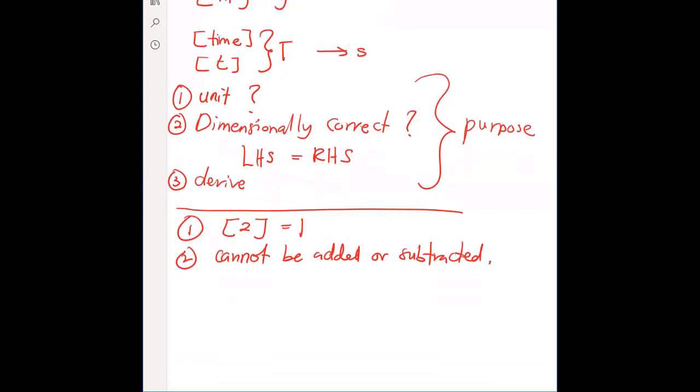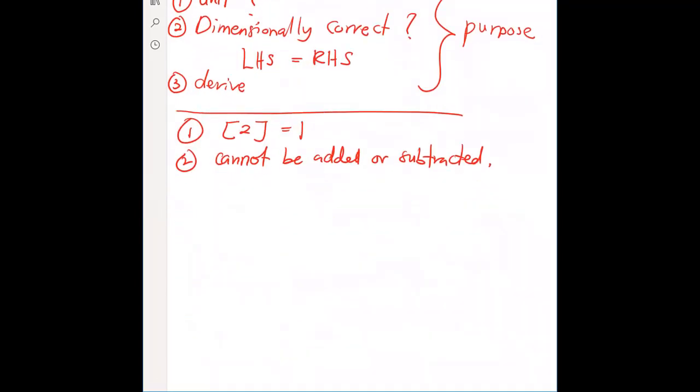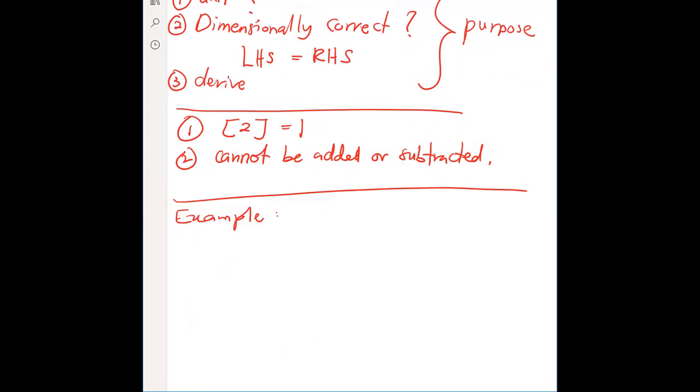So let's try to do one question. Let's say you have velocity, and you want to check what is the unit for velocity. Kita assume lah kita tak tahu unit velocity ni apa. So first thing you have to know what is the equation of velocity. Velocity is basically a change in displacement divided by time interval.